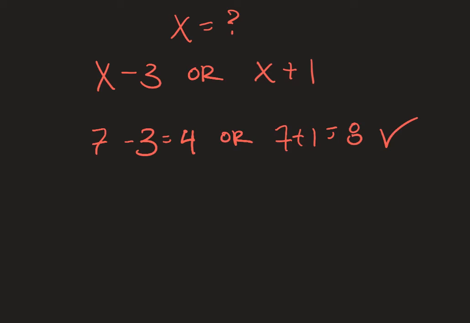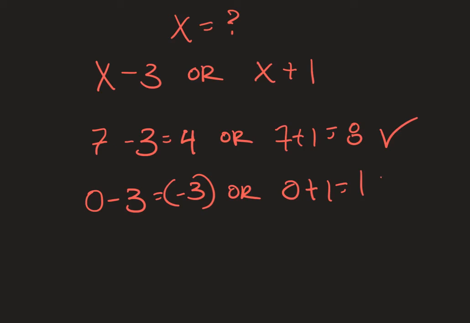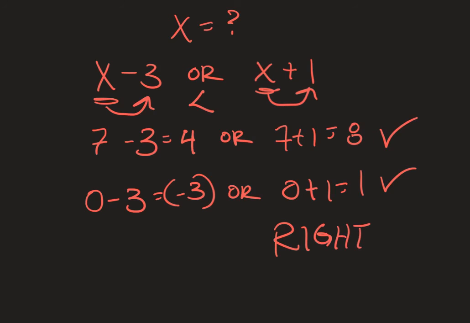Let's try 0. 0 minus 3 equals negative 3. Or 0 plus 1 equals 1. The right side is bigger. We can see that any number taken away 3 is going to be smaller than any number when we add 1 to it. So we would say that the right side is bigger. And that is it for simplifying this slide.